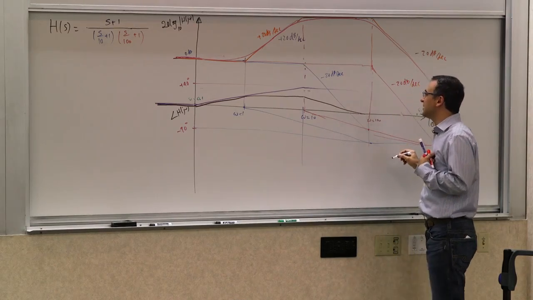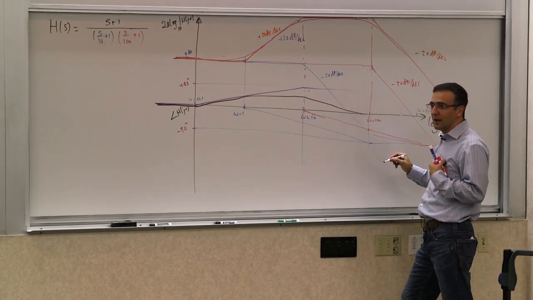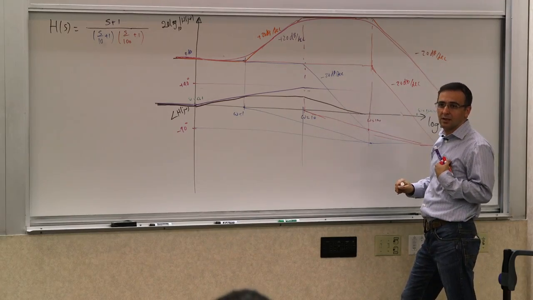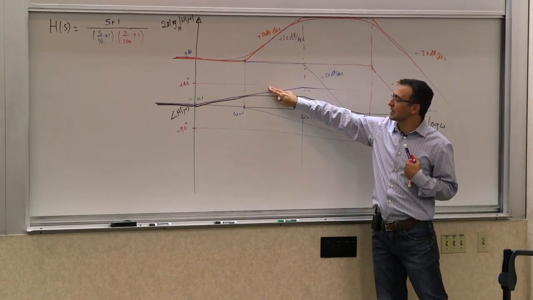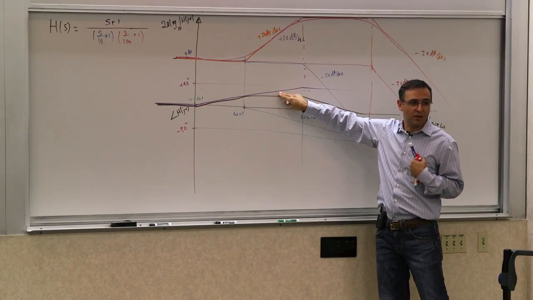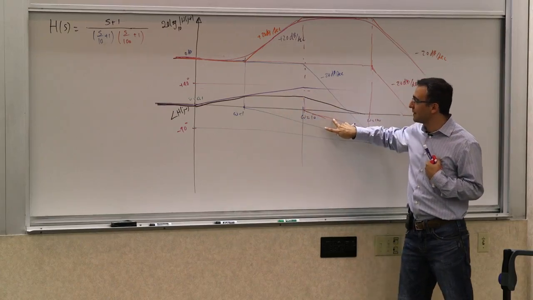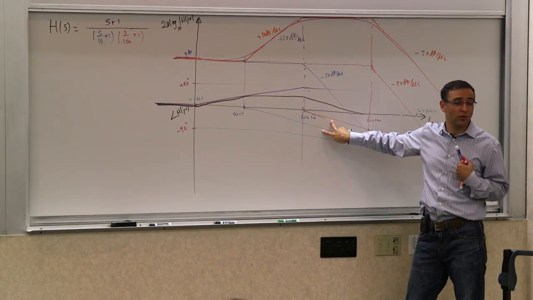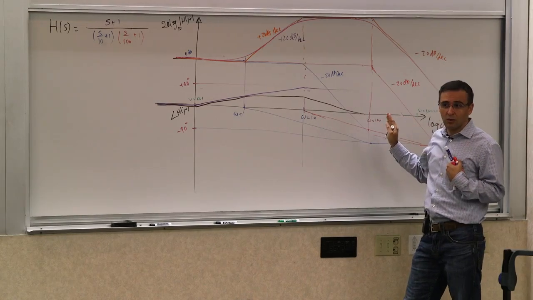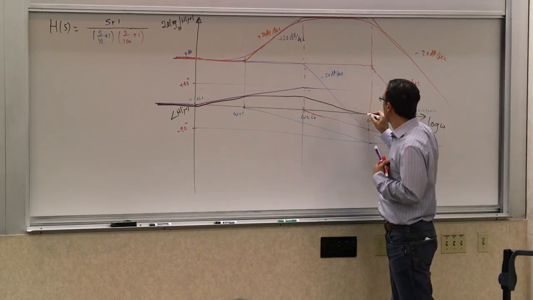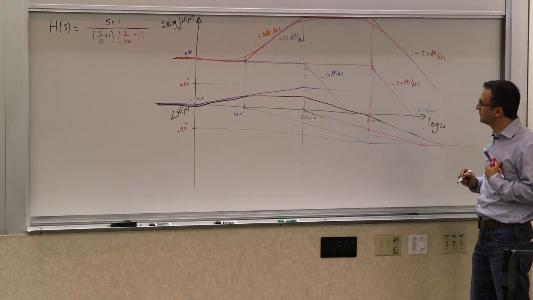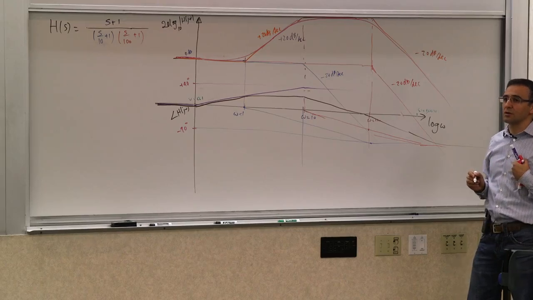And where does it end up? How low will it go? What are the final values of these three? The final value of the purple one is plus 90 degrees. The final value of these two, the red and the blue, are negative 90. So what is the total phase that you get at very high frequencies? Negative 90, right? One plus, two minuses. So you go down all the way to negative 90 degrees. So that's the phase response.